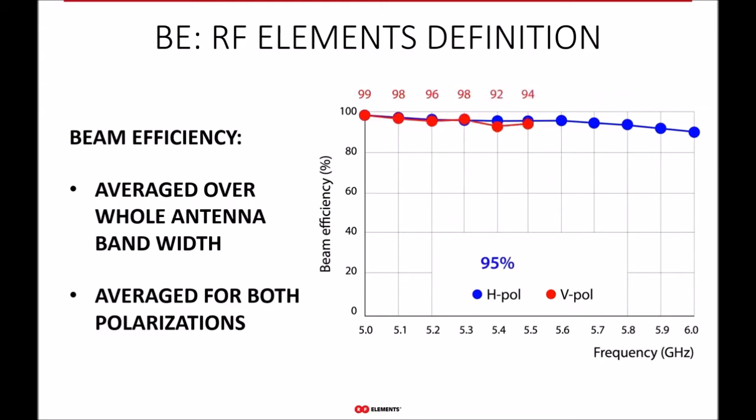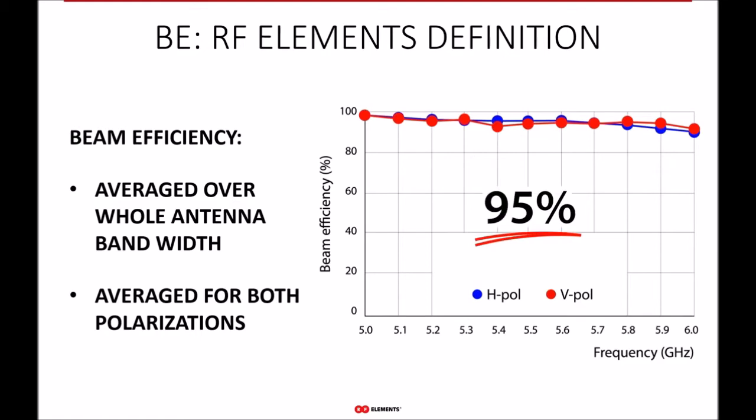In the WISP industry, it makes perfect sense to average beam efficiency over the whole bandwidth the antenna is working in, simply because WISPs use their antennas in a wide frequency band. So it only makes sense that an antenna should perform well in the whole bandwidth.